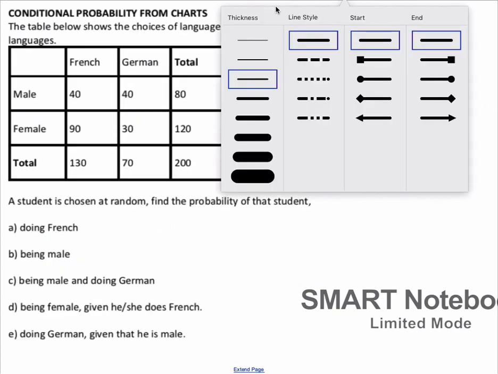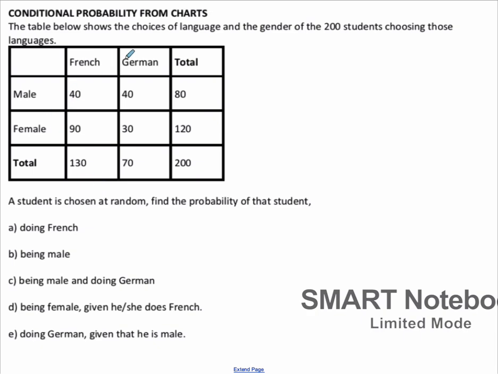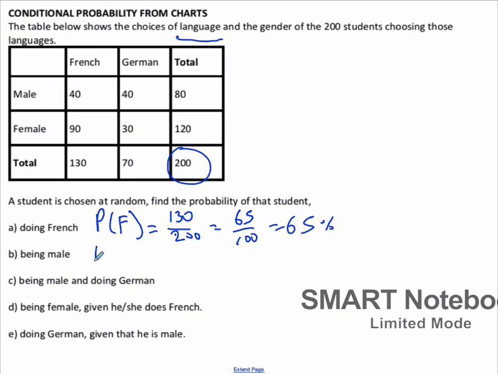Okay, let's look at probabilities from a table. We've got male, female, French and German choice of language for classes, and then we've got some totals on the side. So the probability that a random person takes French is, well, there's 130 French students, and there's 200 students in total. So that is 65 out of 100, or 65%. Probability of male, we just need the total number of males. So that's 80, that's 40 out of 200, 40 out of 100, which equals 40%.